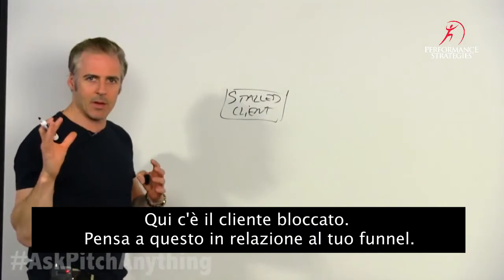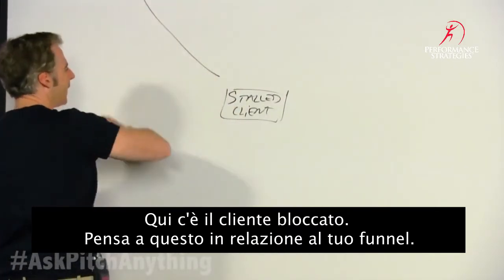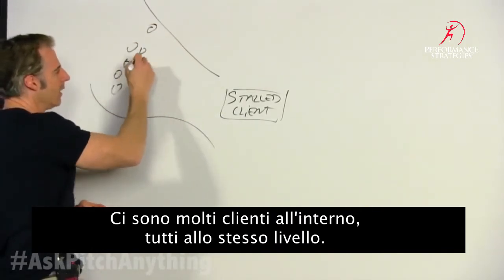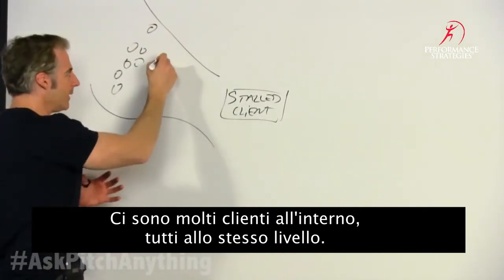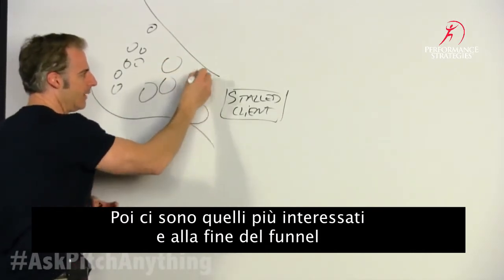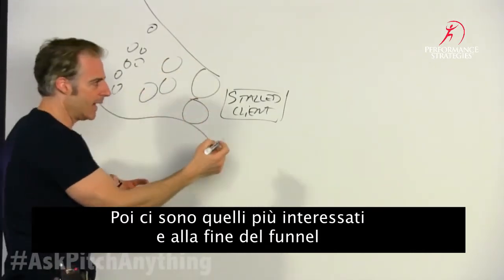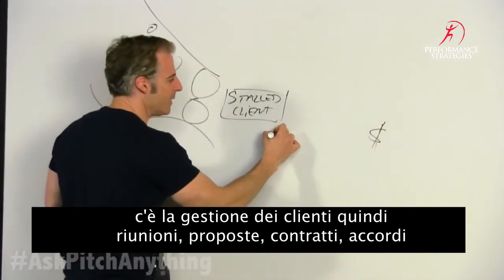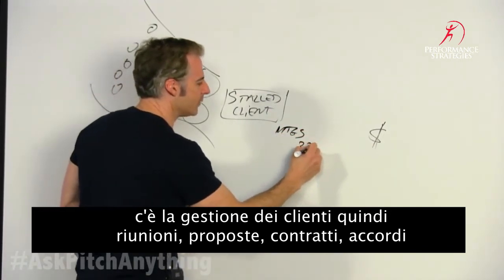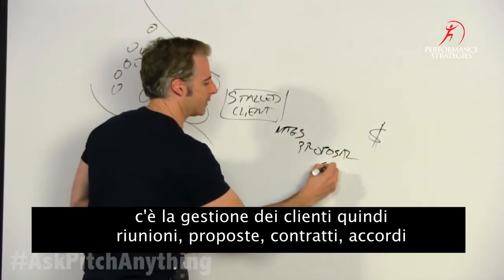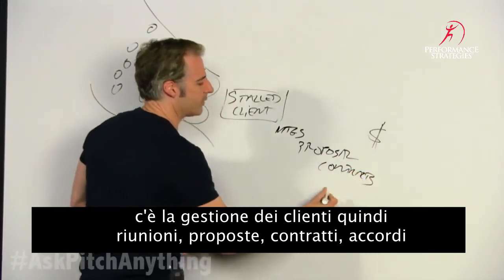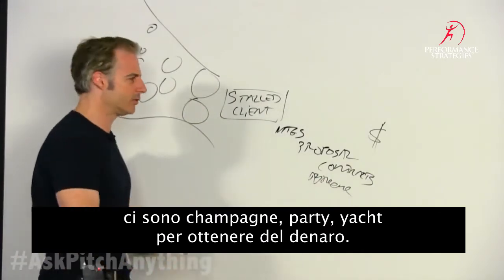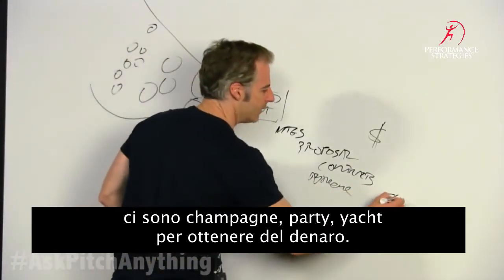Everybody has that. We got to think about this in perspective of our funnel, right? So you got to this client through some funnel. There were a bunch of clients in there that at one point they all kind of looked the same, and then they got more interesting, and then fewer of them got more interesting. So that's your funnel. And at the end of the funnel, so let's call this the sale, there's some client management. So there's meetings, there's proposals, there's contracts. You got to do all that stuff. There's agreements, there's champagne, there's partying, there's dancing, there's yachts, whatever, in order to get to some money.